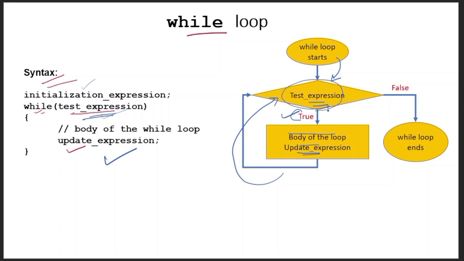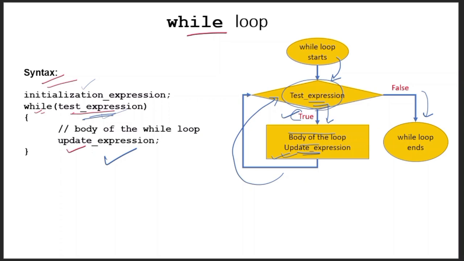If the condition is true, we enter the body of the loop, execute all the statements present in the body, update the expression, and again check the test expression. As long as the test expression, that is the condition, is true, we execute the body of the while loop. When the condition is false, we come out of the while loop.